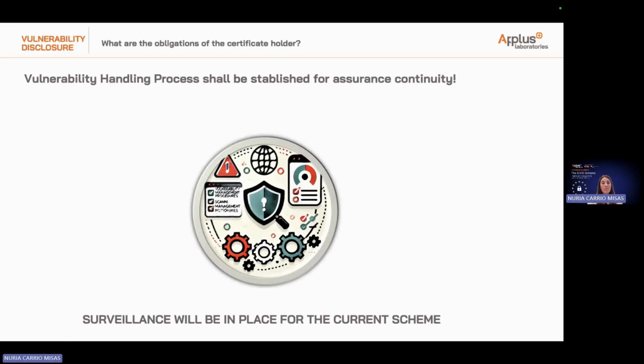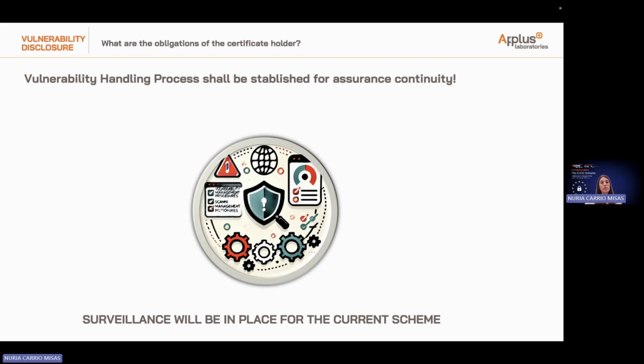Okay, another key difference is the obligations of the monitoring process, what we call the vulnerability handling process. This shall be established for assurance continuity. What does it mean? Well, when the product goes to the market, there will be some surveillance in the market. That means the authorities will be monitoring at least 4% of the certified products in order to check that the obligations and requirements of the EUCC are still fulfilled by these products, okay?